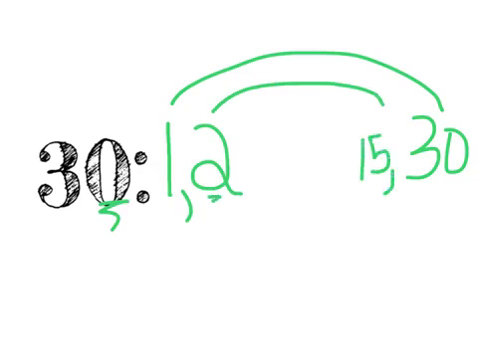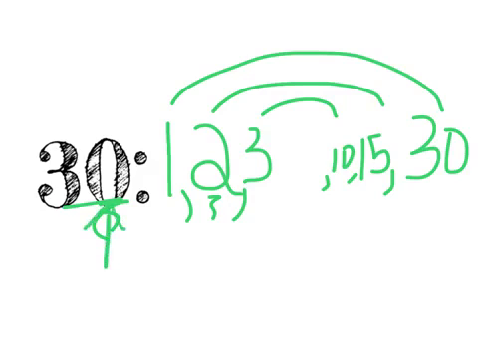Now, I'm not going to test willy-nilly. I'm going to test the next digit, which is 3. 3 can go into 30 because 3 times 10 gives 30. Now I'm going to test 4. 4 times 7 is 28. So I don't think 4 can go into 30. But wait a second, it ends in a 0. So I know that 5 can go into 30 with no leftovers.